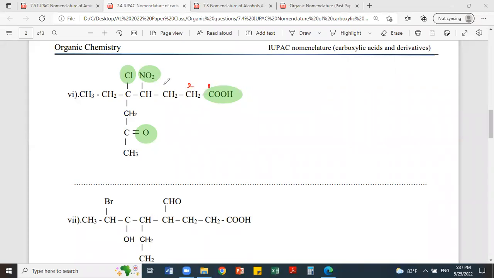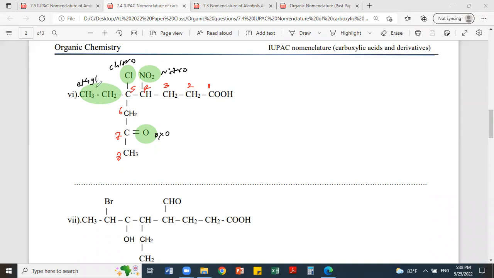Then you can write here 1, 2, 3, 4, 5. The longest carbon chain you have to select: 5, 6, 7, 8. So there are 8 carbons in the longest chain, and this CH3 also acts as C2, CH3 CH2, that is an ethyl group. Then this becomes oxo, because we can't name this as a ketone because of the COOH group. So Cl is chloro, NO2 is nitro, this is ethyl, and this is oxo. I'll write near them: oxo, nitro, chloro, and ethyl.